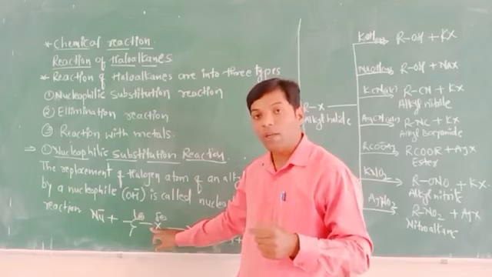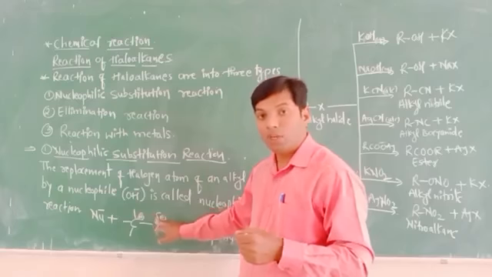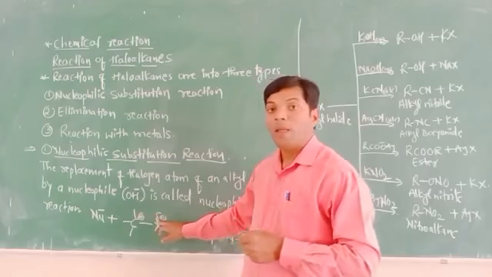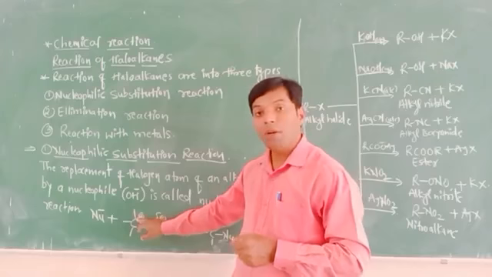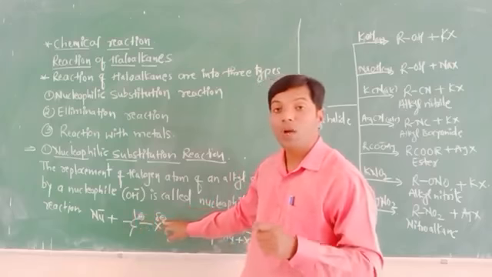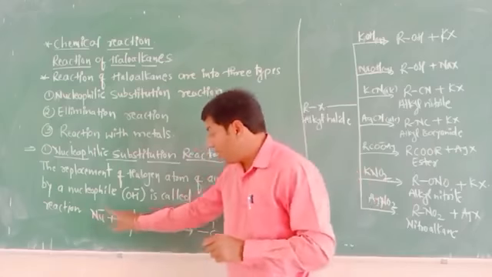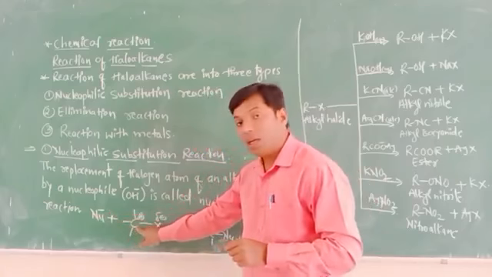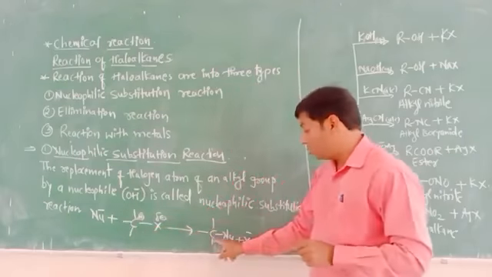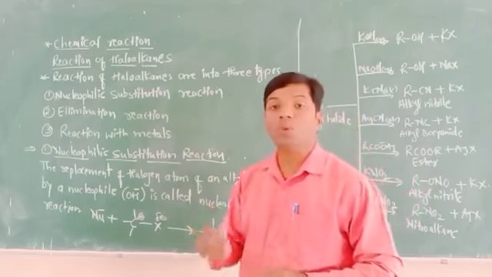We already know the nature of the C-X bond. In the haloalkane, due to the presence of the more electronegative halogen atom on carbon, the carbon shows a partial positive charge and the halogen a partial negative charge. So when Nu minus is substituted on the carbon by removing the halogen, it gives C-Nu by breaking the C-X bond. This is called a nucleophilic substitution reaction.